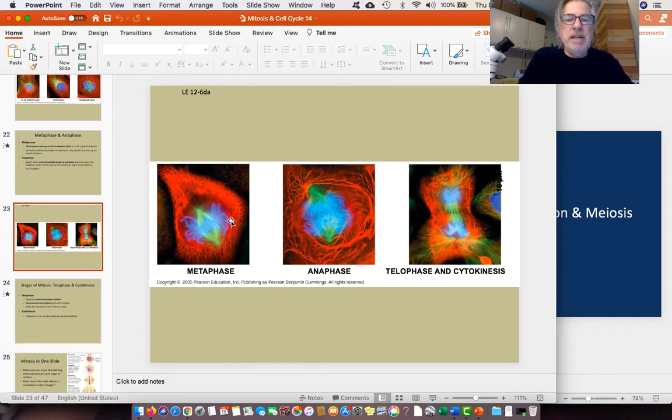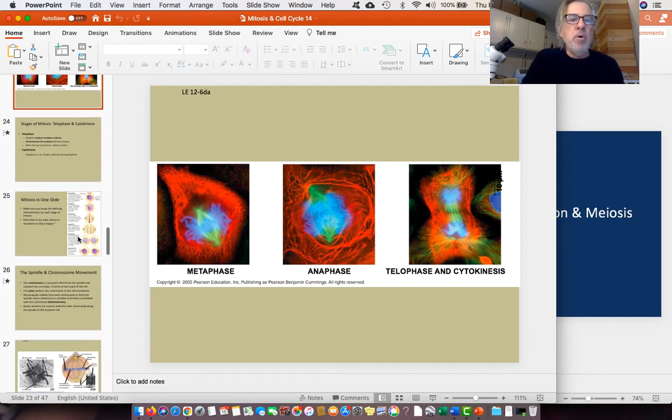In metaphase, what we see is that all the chromosomes have lined up along the equatorial plane, which we call the metaphase plate. And then in anaphase, the sister chromatids are separated and are walked by motor proteins towards the pole. In telophase, the new nuclear membrane forms. The chromosomes decondense. You can no longer see individual chromosomes in this photograph. And cytokinesis, here you can see the pinching of the cell, is occurring in telophase.